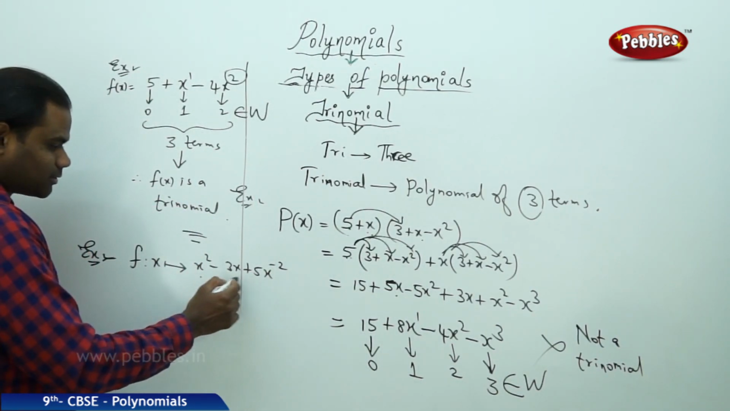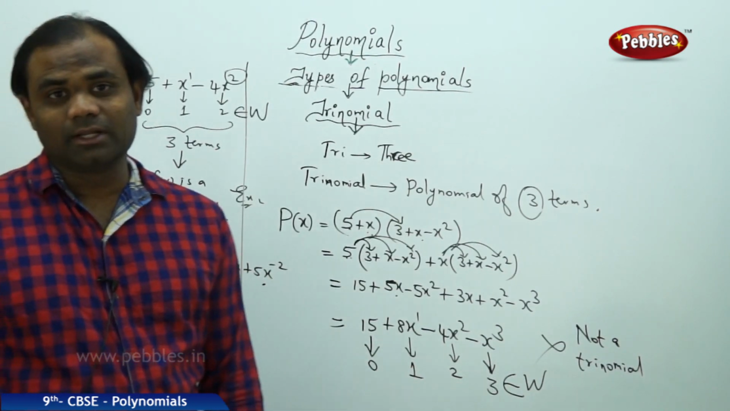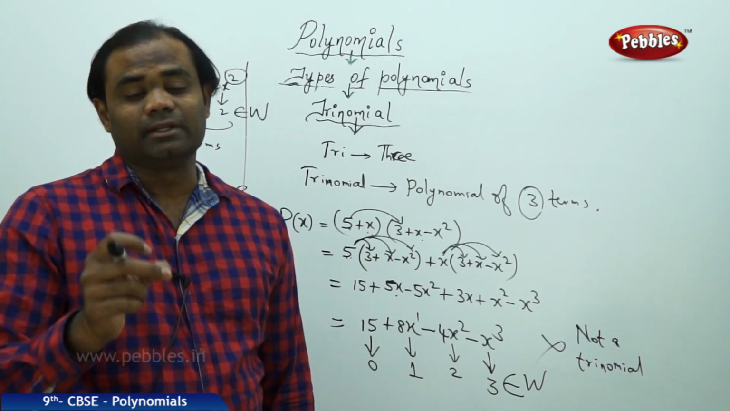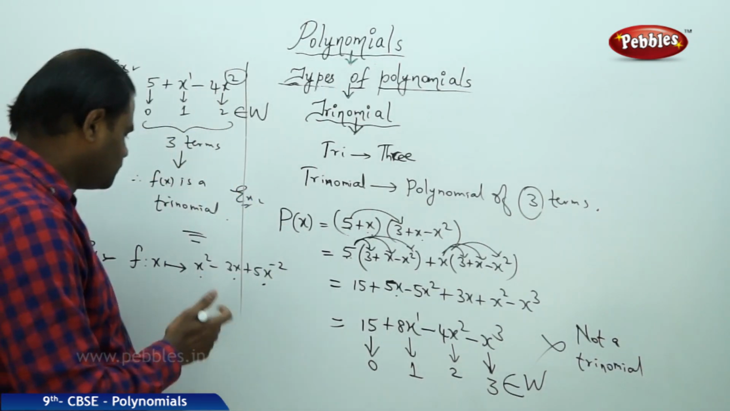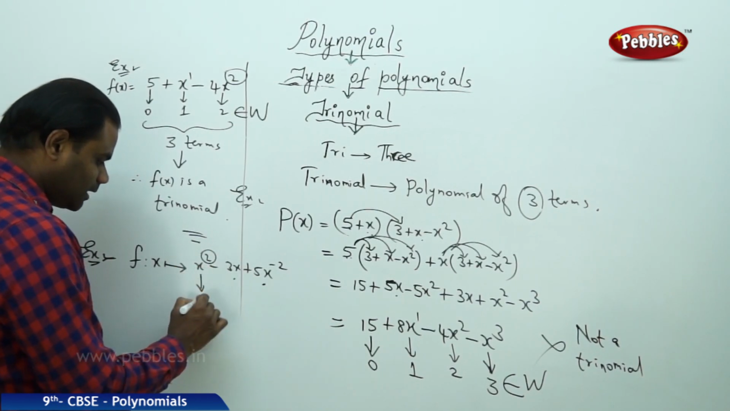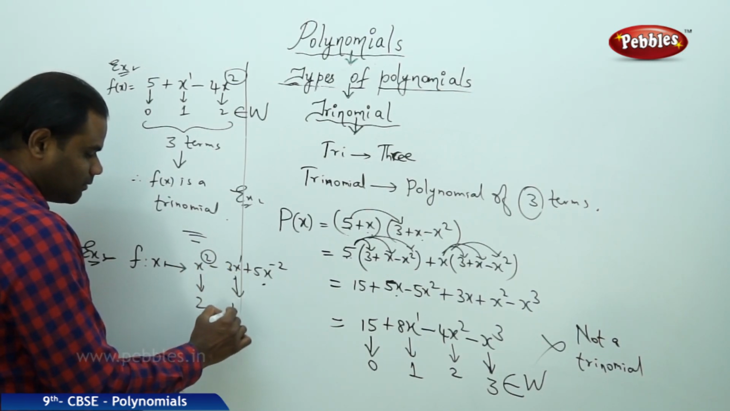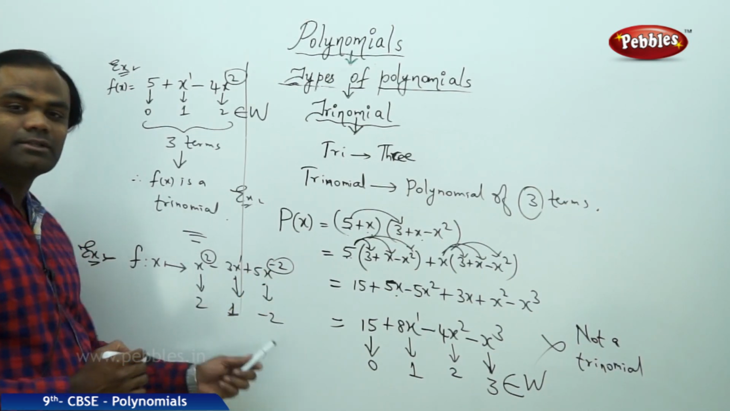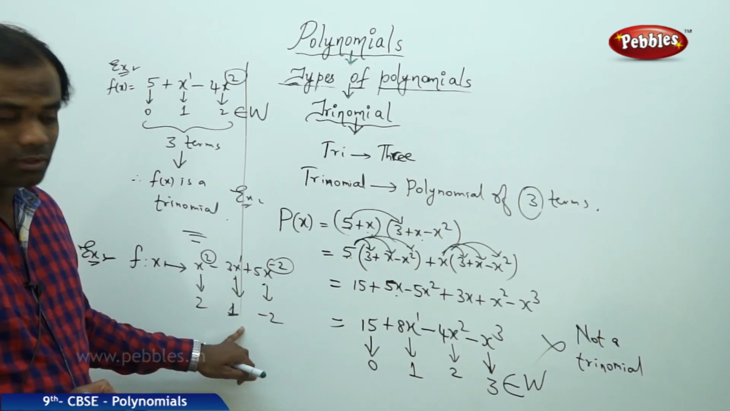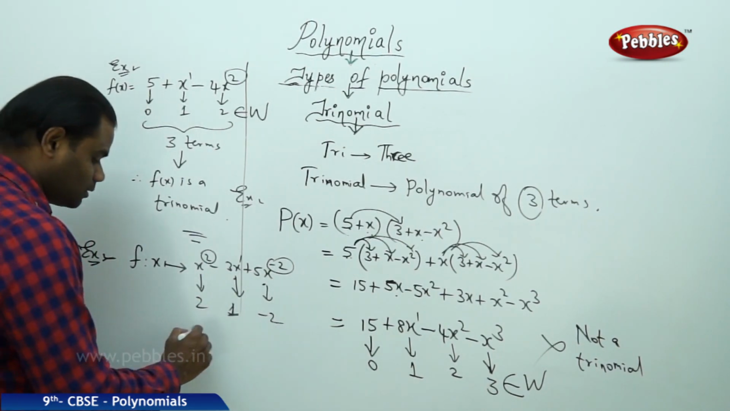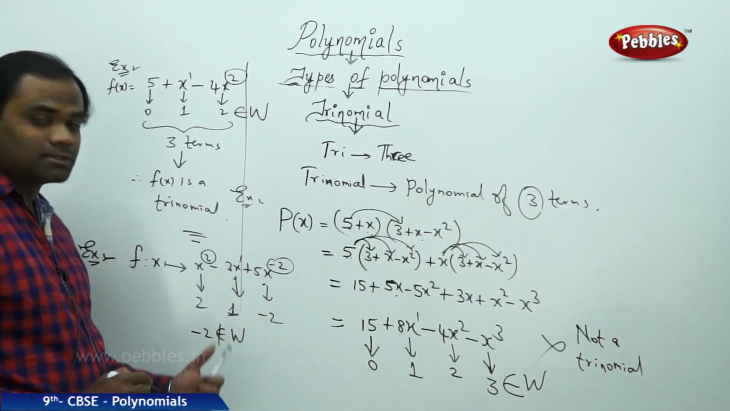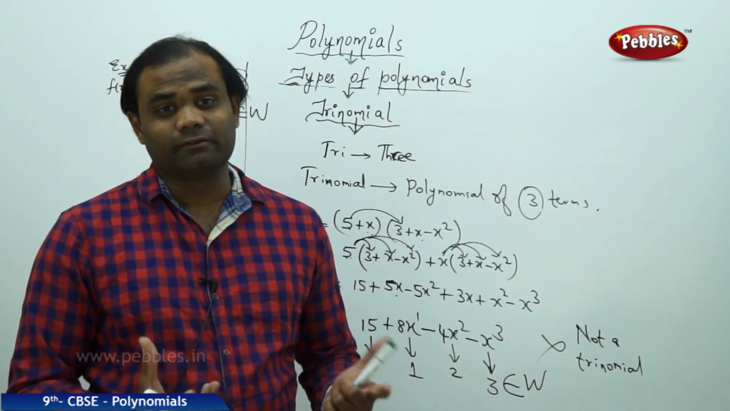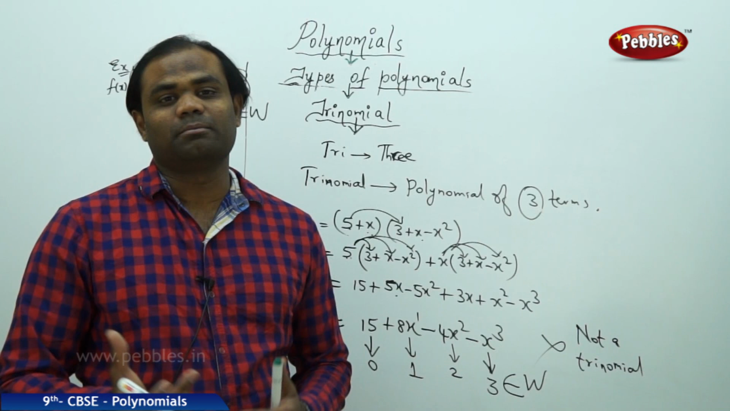Now clearly I see that there are 3 terms, so I might call this a trinomial, but no, this is not a trinomial, because for a trinomial, it first needs to be a polynomial. For the first term, I see my power is 2, for the second term, the power of the variable is 1, and for this, the power of the variable is minus 2. 2 and 1 belong to whole numbers, but minus 2 is not a whole number. Since minus 2 does not belong to W, it fails to satisfy the rules defined for a polynomial.